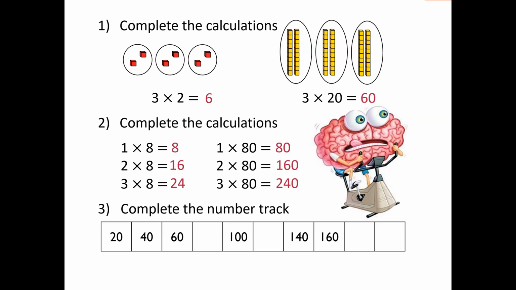In question 3, we are asked to complete the number track and it is increasing in 20s. Okay, now we are ready to learn. Remember, our focus today is to learn how to record multiplication calculations formally. How do we write them down? This is sometimes called short multiplication or formal written method for multiplication.